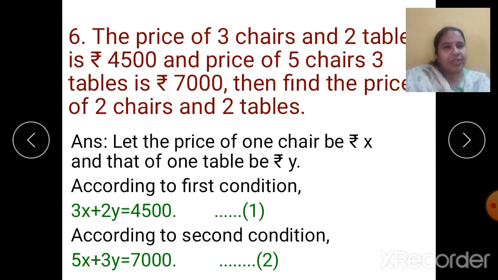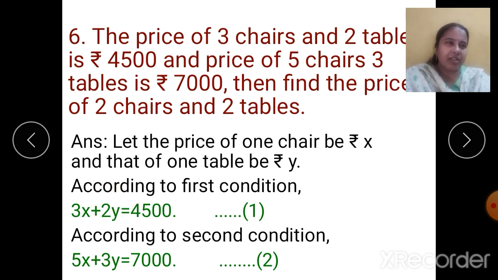Now look at these two equations. Right? Look at the coefficient of X. Here is 3, here is 5. They both are different. Coefficient of Y. This is 2 and this is 3. They both are also different. So our next step will be to multiply both the equations with a suitable number so that we get the same coefficient. Now for that, what is to be done? We have to take the LCM. Now this is 2 here and this is 3 here. 2 and 3. What is the LCM of 2 and 3? 6. Correct? So I want 6 here and I want 6 here also.